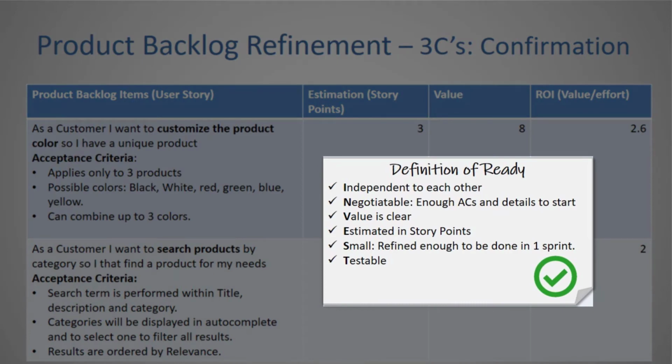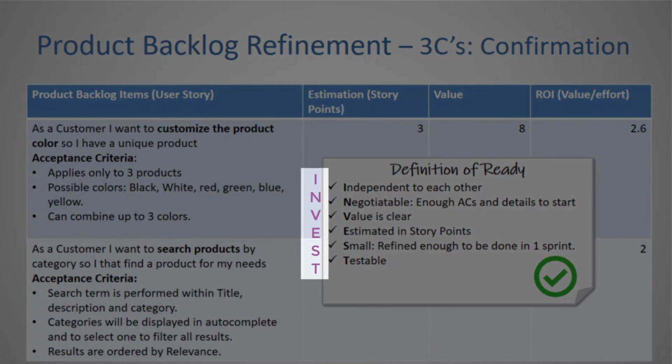In this case, their definition of ready says that each story should be independent of each other, that they are negotiable, but the acceptance criteria will have enough detail so they can start working, that the value is clear, that the stories are estimated in story points, that they are small enough to be done in one sprint, and that they are testable, in the sense that the development team understands and has examples of how they will be tested. This is usually known with the acronym INVEST.